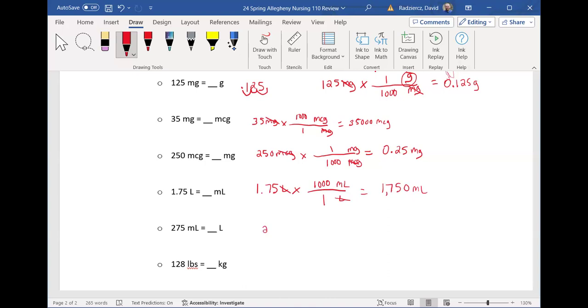Okay, now I have 275 milliliters, and I want to convert that to liters. So can I go from milliliters to liters? Yes. Same way I can go from liters to milliliters. I'm just going to inverse the numbers. 1 goes with the L, 1,000 goes with the ML. So now we're going to take 275 milliliters divided by 1,000. And what I'm going to get is 0.275 liters. That is your answer.